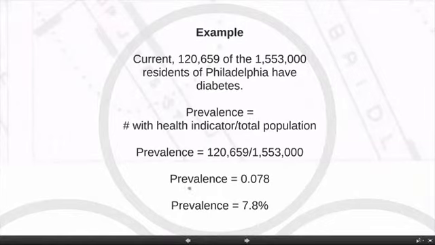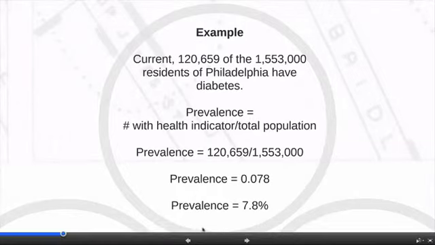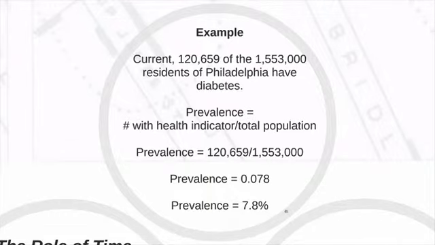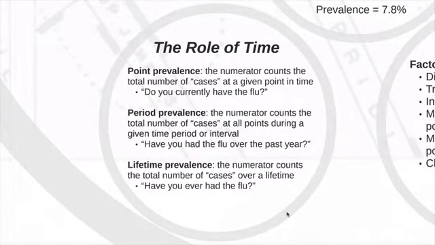So anyway, according to these numbers, the prevalence of diabetes in Philadelphia currently is 7.8%. Again, I don't care in this formula whether they were diagnosed yesterday or 10 years ago. If we take a snapshot, a picture in time of diabetes, currently 7.8% of the population of Philadelphia has it. Okay, so let's talk a little bit more about the role of time.